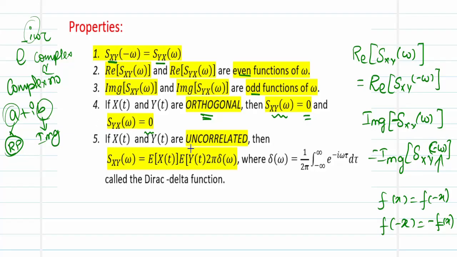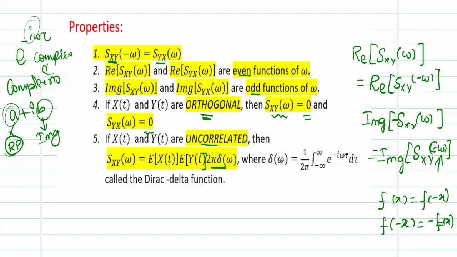The last property states that if x of t and y of t are uncorrelated, what will happen? Then Sxy of omega, so uncorrelated means there is no relationship. So E of XY can be written as E of X times E of Y. You can separate E of X and E of Y separately. But what happens is it gets multiplied by 2 pi times delta of omega.